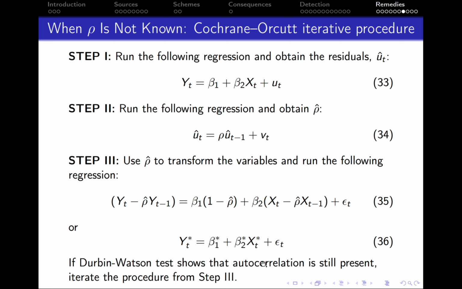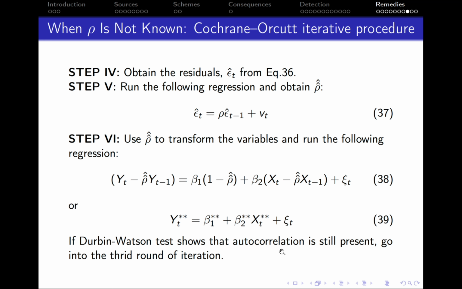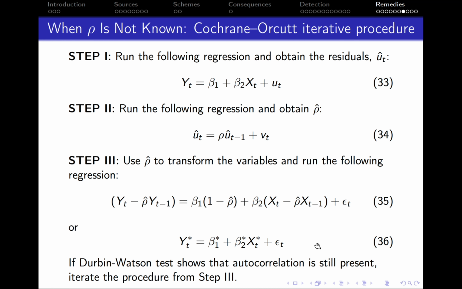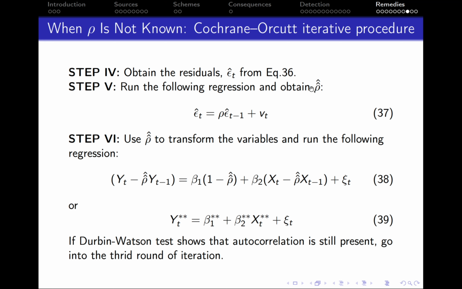And if the Durbin-Watson test showed that autocorrelation is still present in the new regression, we need to repeat the procedure from the third step. So we save the estimated residuals from the new regression, and we regress them on their lagged value to obtain the new estimated autoregressive coefficient. Then we take this estimated autoregressive coefficient and we transform the variables once again.